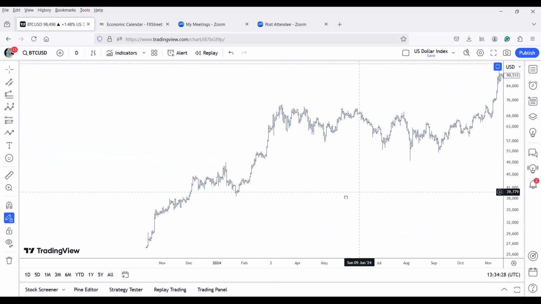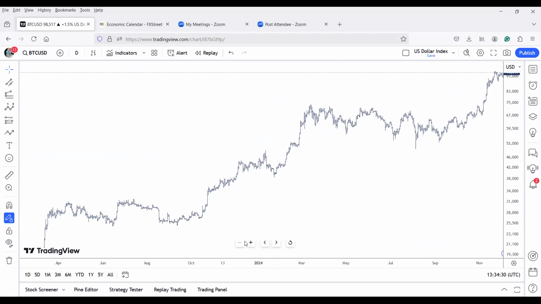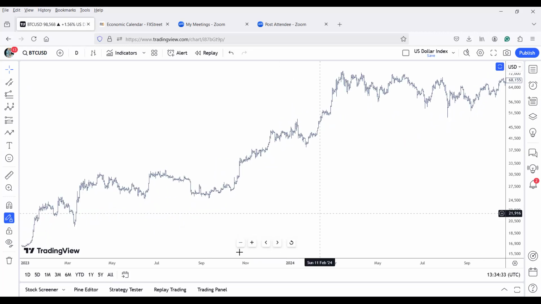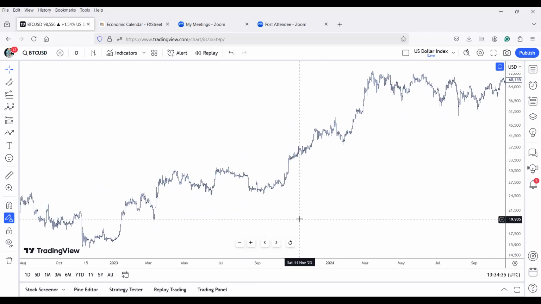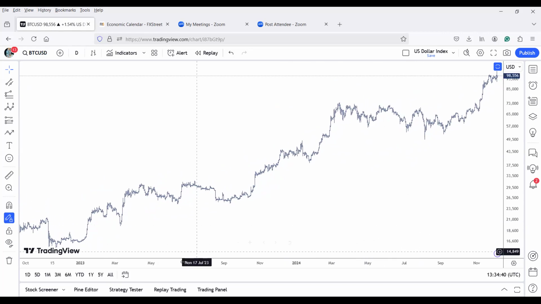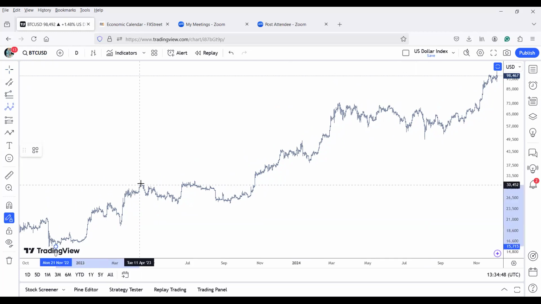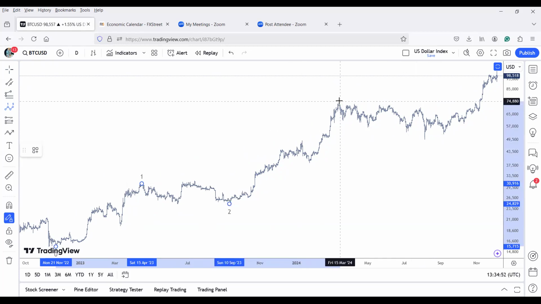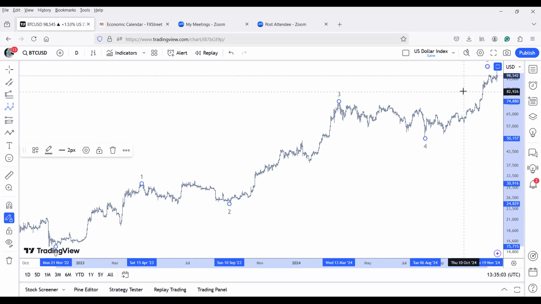Okay, the daily chart on the Bitcoin. Again, we'll start off from the November 2022 lows. That is wave one, 3 waves down, wave two. It's only about practicing, sir. Once you start practicing, the numbers or the waves start popping up in your eye like a football.